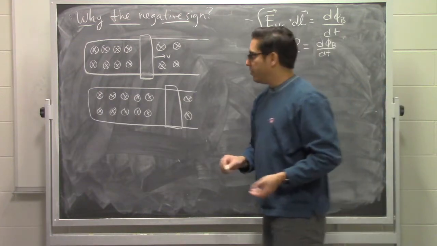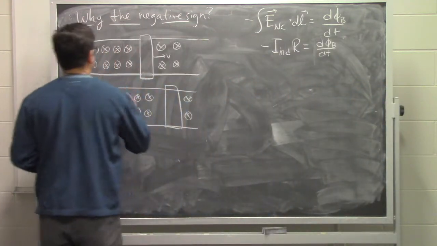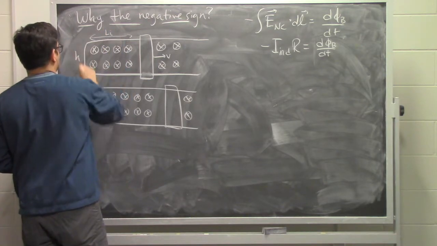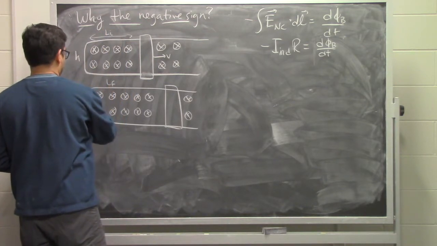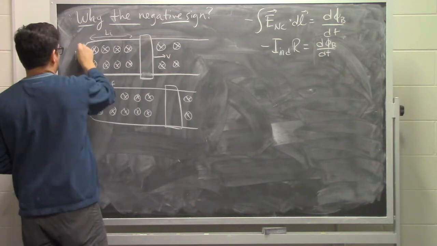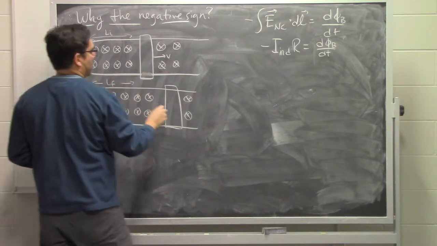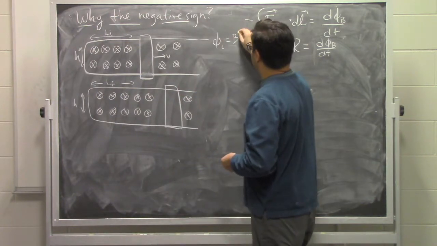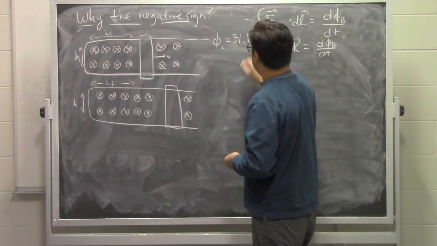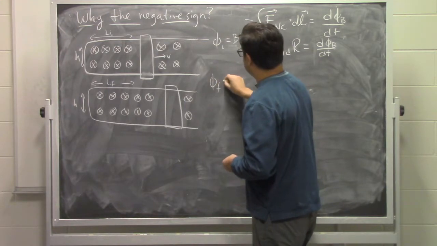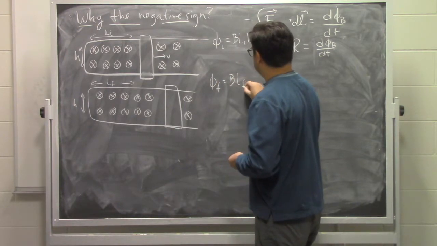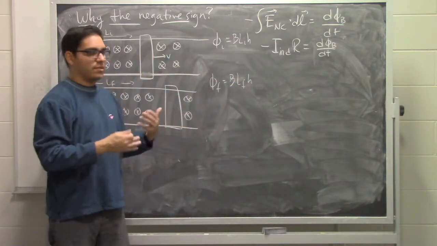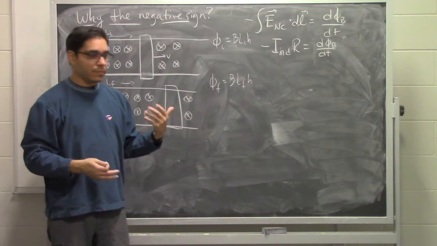If you really wanted to keep track of this, you could think of it as there's some initial length here, and then this has some height, and there's some final length here, and there's some height associated with these. Then the initial flux is going to be something like the magnetic field times the initial length times the height, and the final flux will be something like the magnetic field times the final length times the height. Because the length in the second case is longer, there's more magnetic flux.